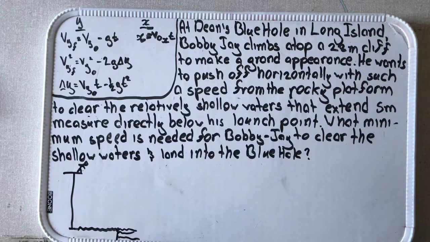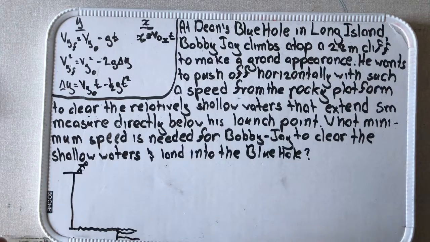But let's begin. At Dean's Blue Hole in Long Island, Bobby J climbs atop a 28-meter cliff to make a grand appearance. He wants to push off horizontally with such a speed from the rocky platform to clear the relatively shallow waters that extend 5 meters, measured directly below his launch point. What minimum speed is needed for Bobby J to clear the shallow waters and land into the blue hole?